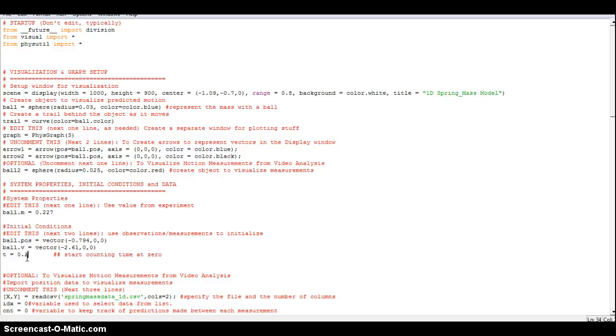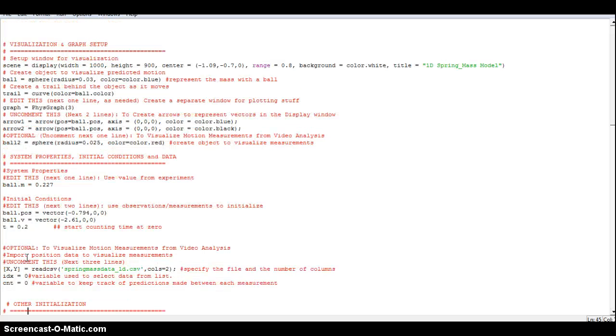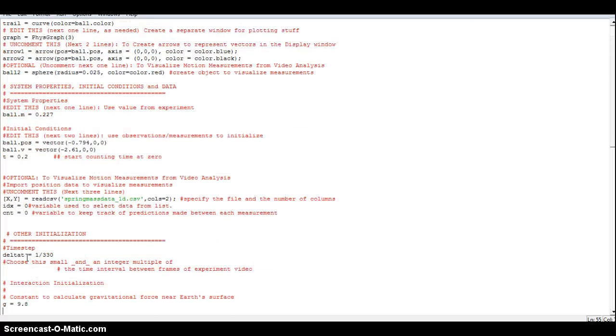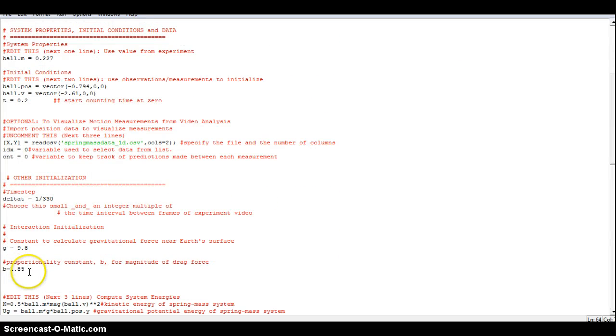Consider the effect of the drag force, since the position versus time did not agree at first with the real and the simulated data. So here we put as a proportionality constant b for the magnitude of drag force this value, that is 1.85.